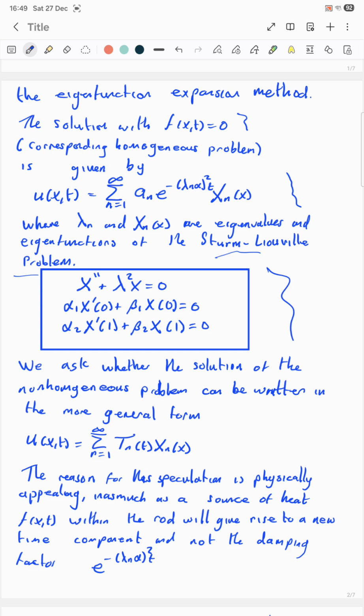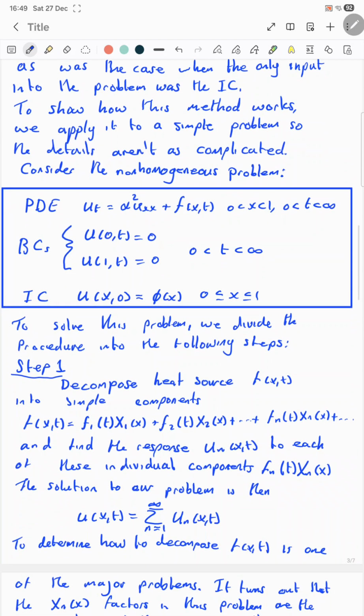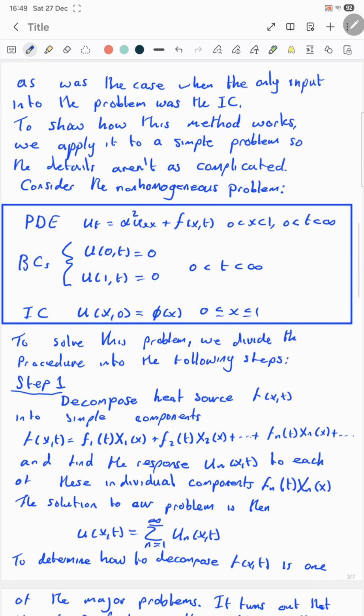So we ask whether the solution of the non-homogeneous problem can be written in the general form given here. The reason for this speculation is physically appealing, inasmuch as a source of heat, f of x of t, within the rod will give rise to a new time component and not the damping factor here, as was the case when the only input into the problem was the initial conditions.